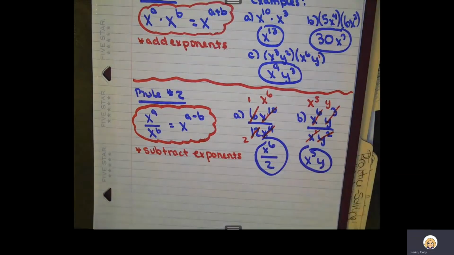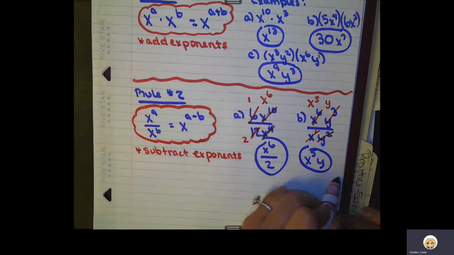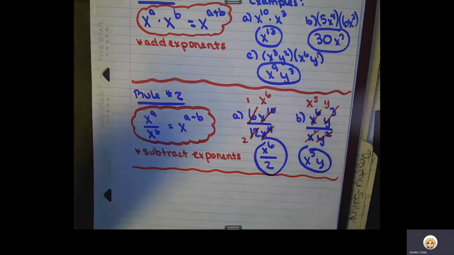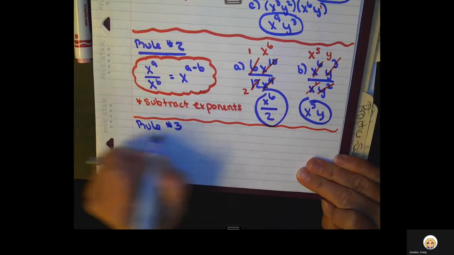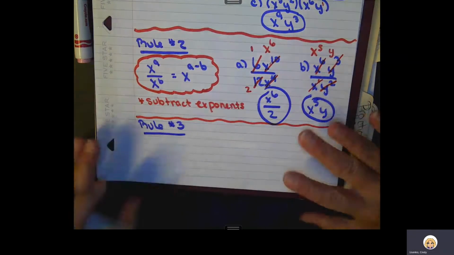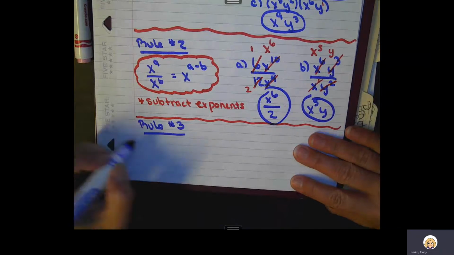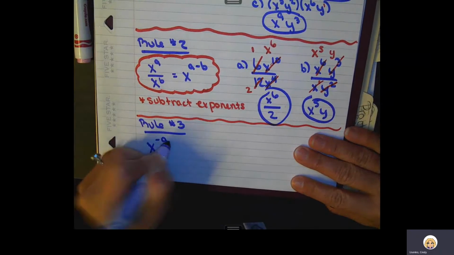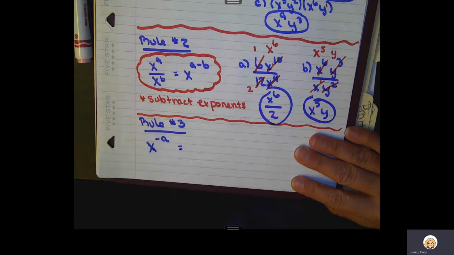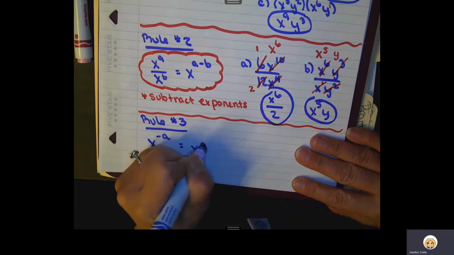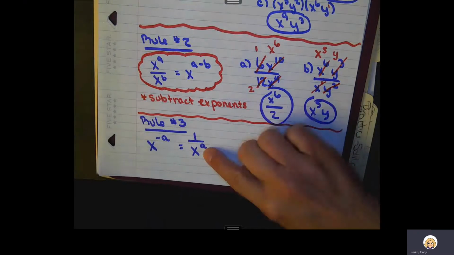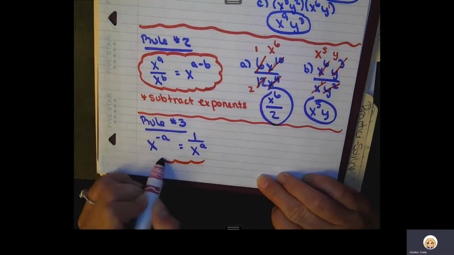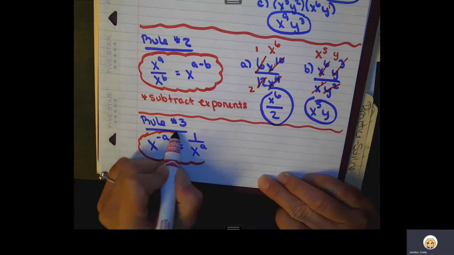Next rule, we're going to do rule number 3. We'll go a little bit quicker. If we have a negative exponent, there's something that we can do with it. If I have x to the negative a power, it's the same as x to the positive a, but you put a 1 over it. So all you do is move it to the bottom. Anytime you have a negative exponent, you put a 1 on the top and the exponent becomes positive on the bottom. So this is our rule.